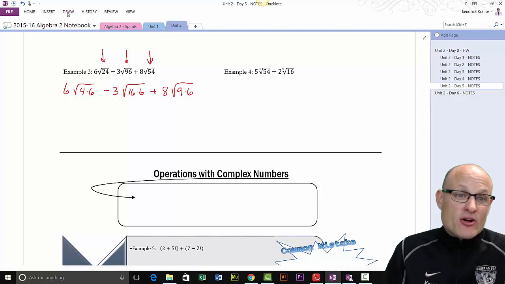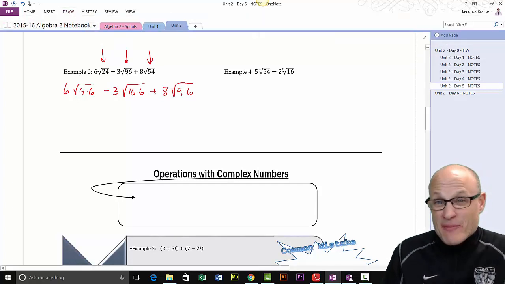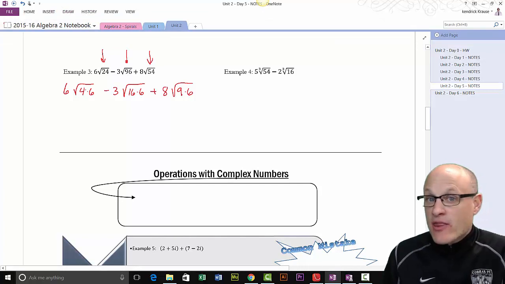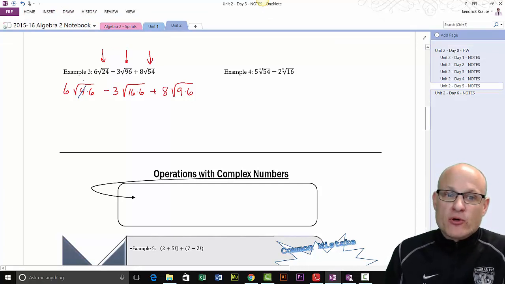The only way I know they're all going to be 6 is because in order for them to be combined, they have to have the same radical. And you're saying they don't have the same radical. They will. What is the square root of 4? 2. So this becomes 12 square roots of 6.